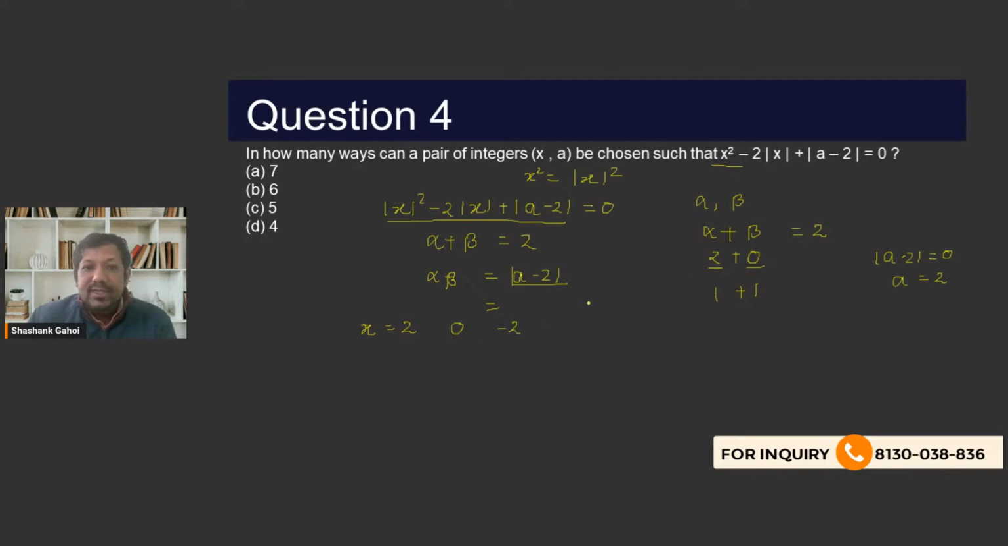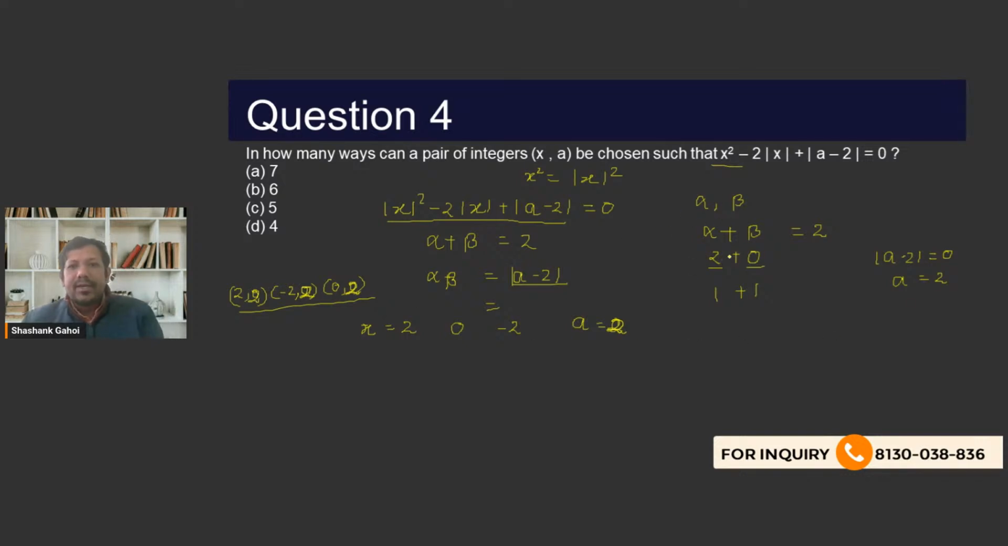And in all three cases, what is the value of a? We are going to get 0. So I am going to get 3 pairs. One pair is going to be 2 comma 0. Second pair is going to be minus 2 comma 0. Third pair is going to be 0 comma 0. Oh, sorry, it's going to be 2. So it is going to be 2 comma 2, minus 2 comma 2, and 0 comma 2. So basically I am going to get 3 possible pairs with a equal to 2.